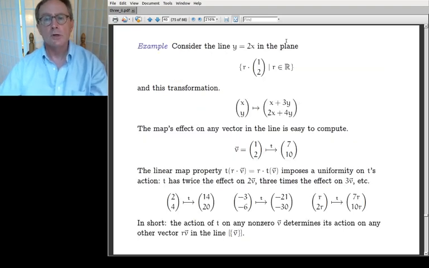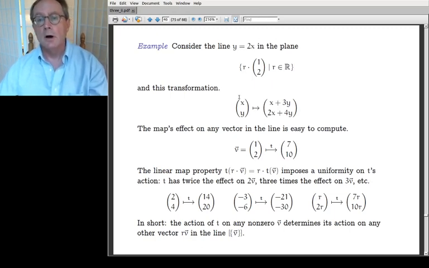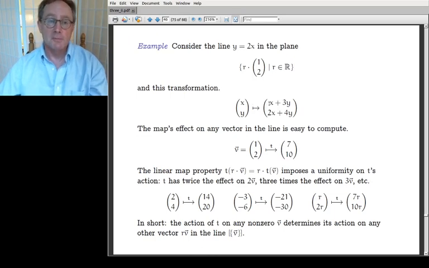So let's look at the line y equals 2x, sort of a canonical line in the plane, and pick a transformation. I'm not a very imaginative person, so when I have to pick a transformation, I pick 1, 2, 3, 4. So the map's effect on any vector in the line is easy to compute. Where does (1, 2) go? It goes to (7, 10) because I plugged in 1 and 2.